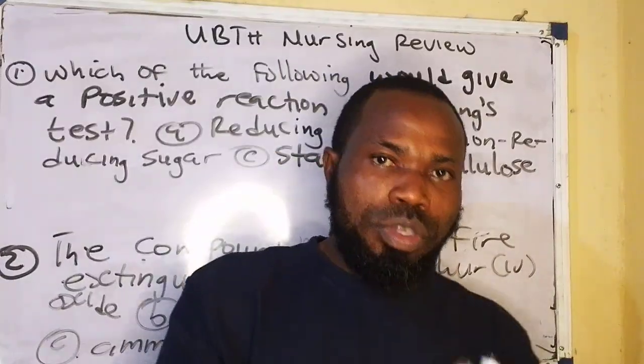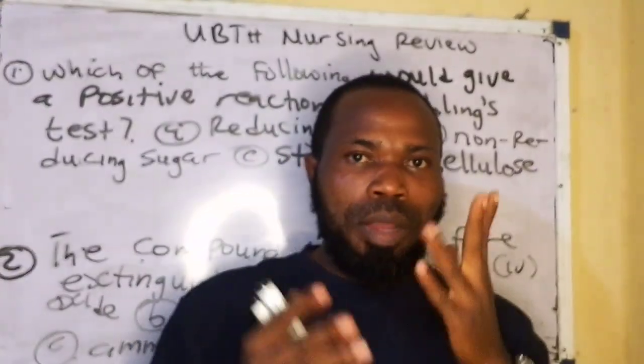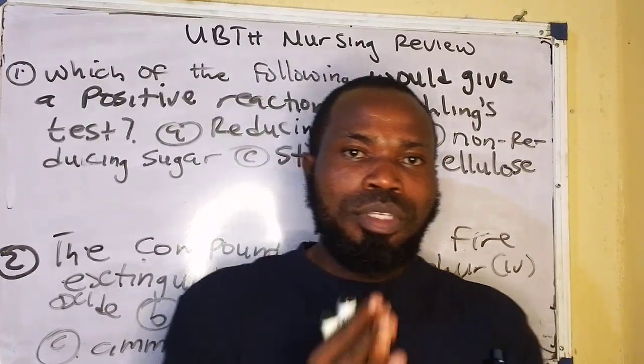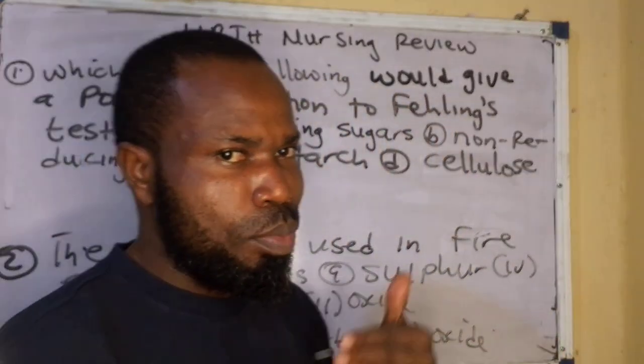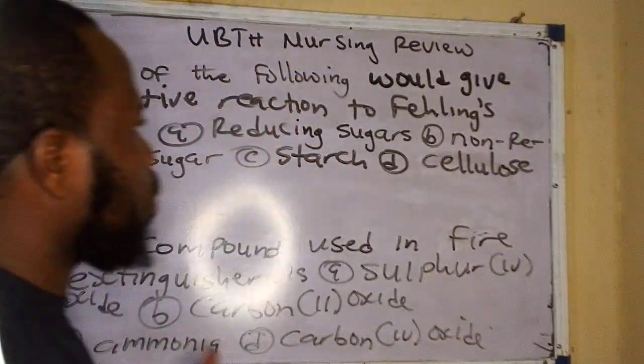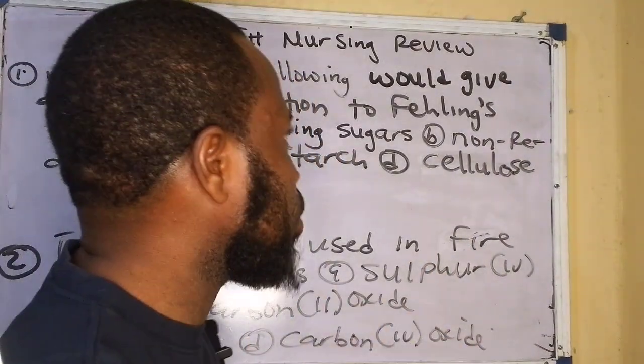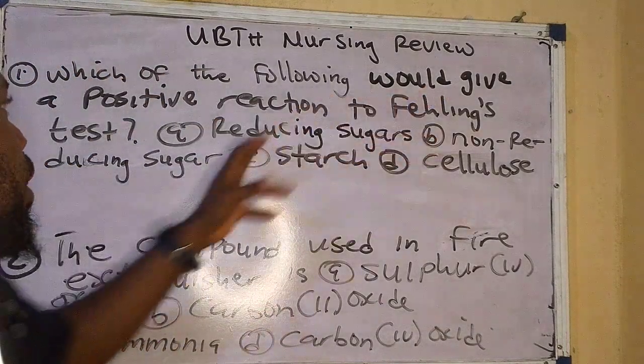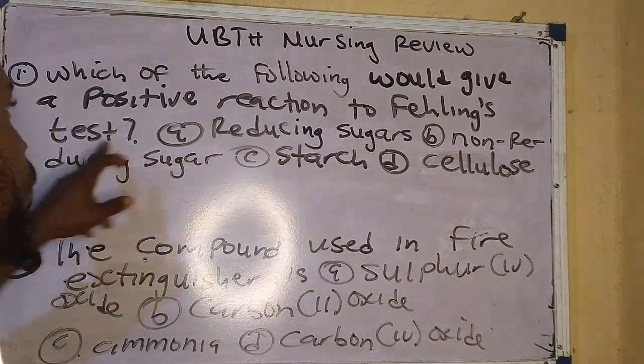Now, I want to look at this question. Question one, I have two questions here that I want to trash out. I might bring out other questions, but quickly, let's bring out this question. This question is coming from chemistry, but it's more like both chemistry and biology. But quickly, let's look at it. They said, which of the following would give a positive reaction to Fehling's test?